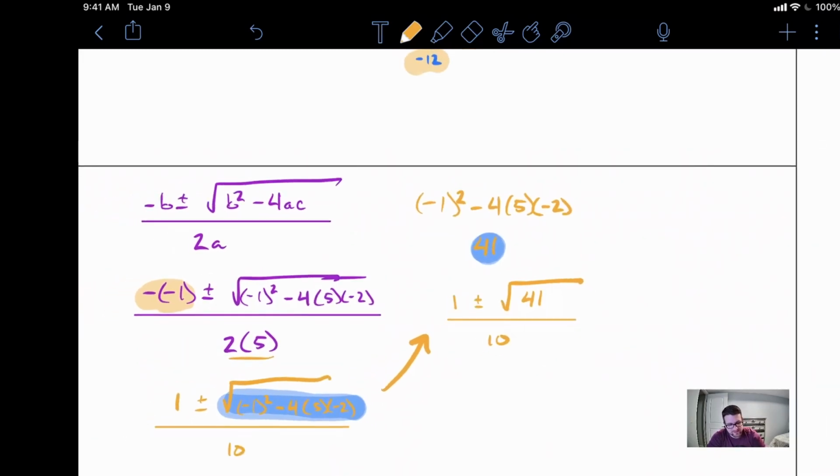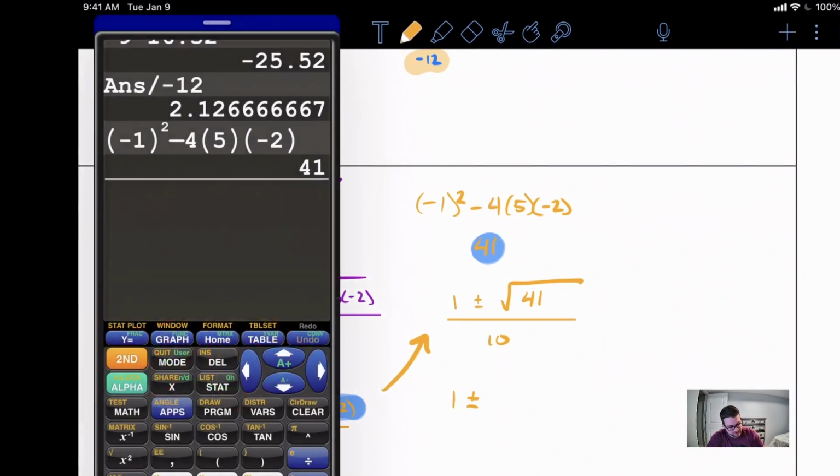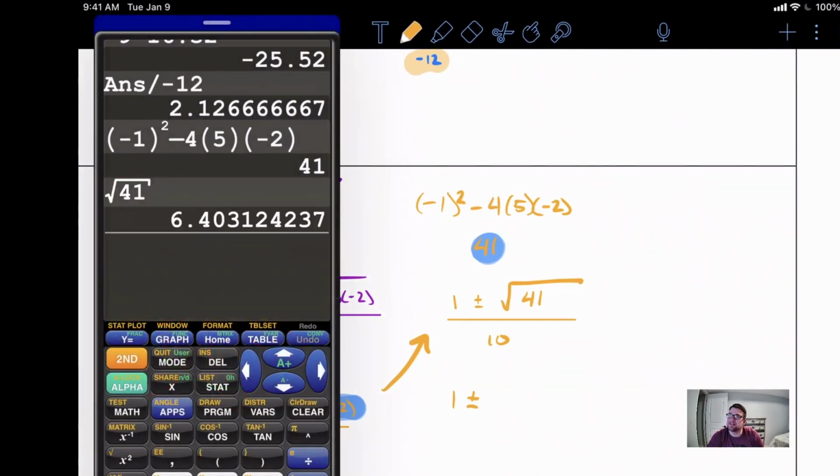So let's evaluate this now. So the square root of 41, that's a calculator operation. So second square root 41, we get 6.4. Since it's a 0, we don't need to write it, and it didn't get rounded up. So we're just going to call it 6.4. Nice. So now at this point, remember, this is where we go and get our two answers.